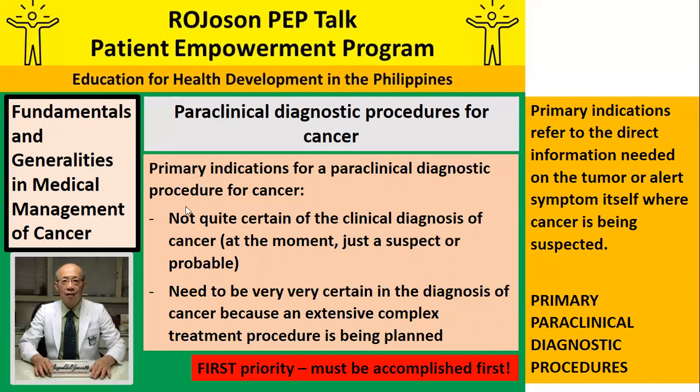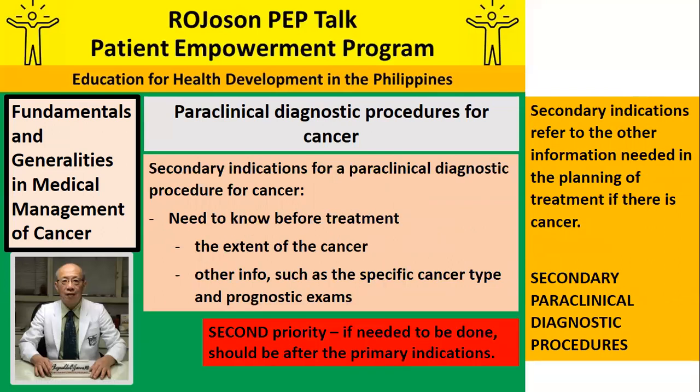So primary indications for paraclinical diagnostic procedure for cancer consist of the following: not quite certain of the clinical diagnosis of cancer, at the moment just a suspect or probable. And number two, if there is a need to be very, very certain in the diagnosis of cancer because an extensive, complex treatment procedure is being planned. So these are the primary indications for paraclinical diagnostic procedure for cancer.